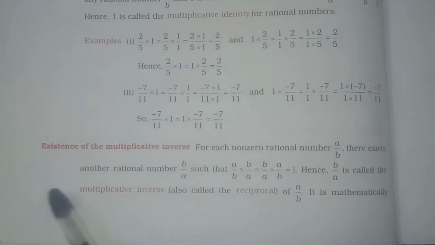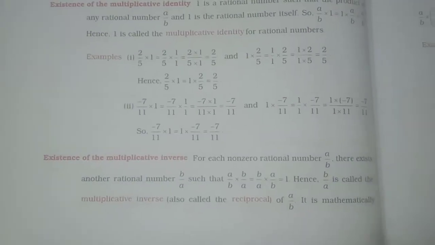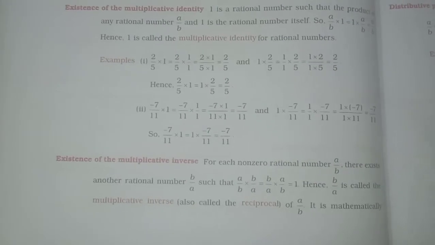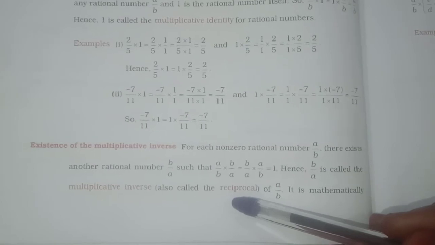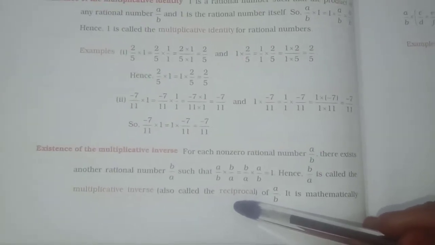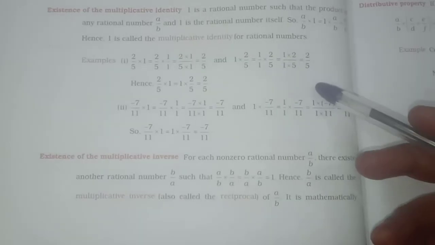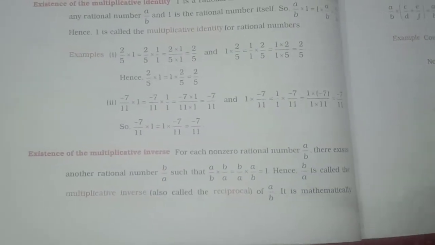Okay, the next one, existence of the multiplicative inverse. Multiplicative inverse is otherwise called reciprocal. Reciprocal is nothing but A by B changed to B by A. The numerator goes to the denominator, and the denominator goes to the numerator. That means for A by B, the inverse is B by A. So this is the multiplicative inverse.